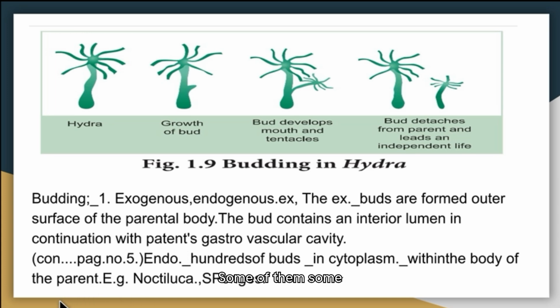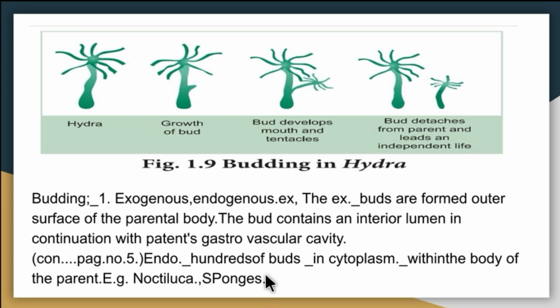Some of the daughter buds separate, but some of them remain in the parent. Example, Noctiluca. Noctiluca is a marine animal, a single-celled organism. So we can see the daughter buds are present inside the mother cell, in the cytoplasm. First example Noctiluca. Another example is sponges.